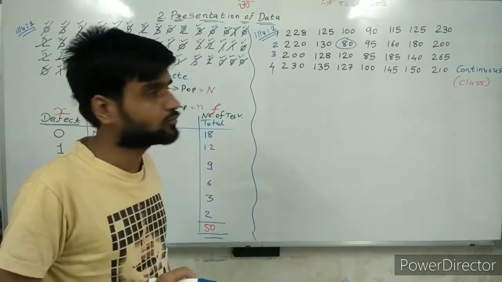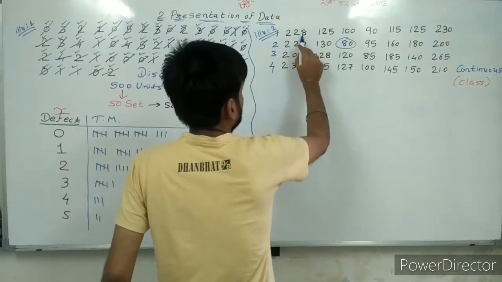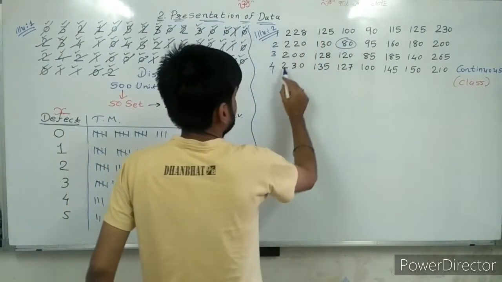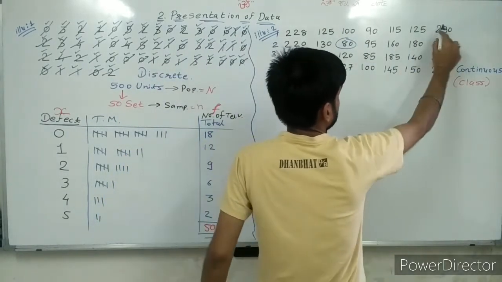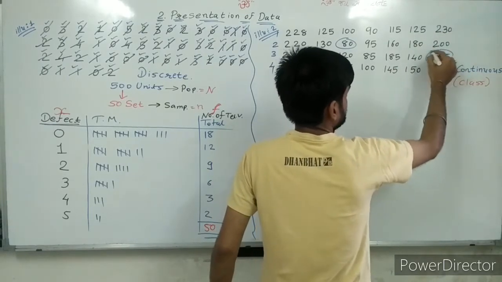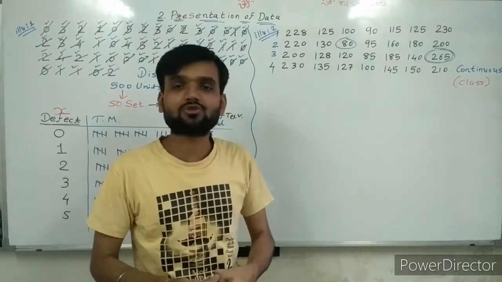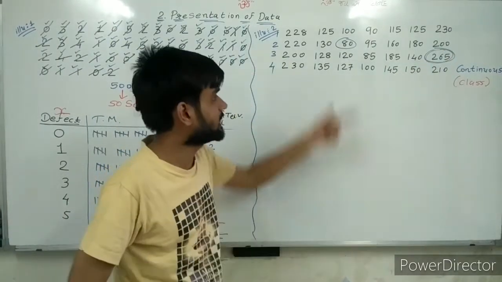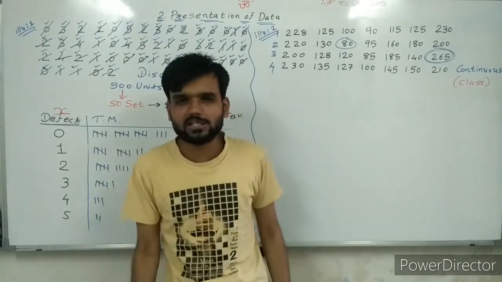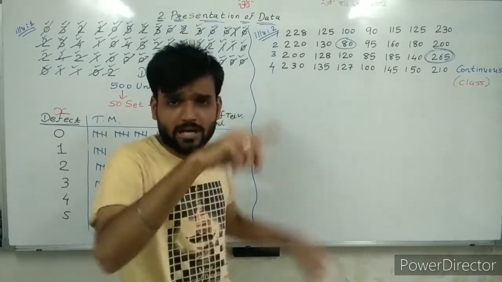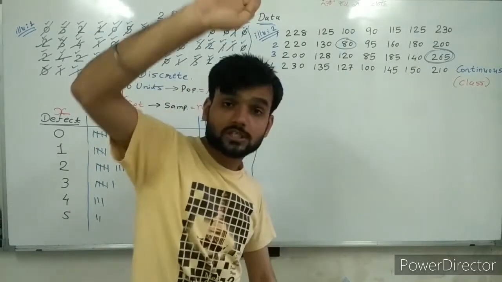Now which is the maximum value? So we have to find maximum value also. 225, then 200, 200, 230, 230, 230, 260. More than 230, 265. So 265 is the highest value. Minimum value is 80. So can you make discrete frequency distribution? Think. Start from 80, 81, 82, 83, 84 up to 265.